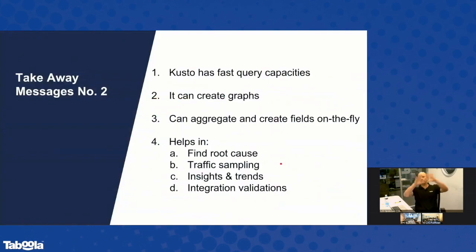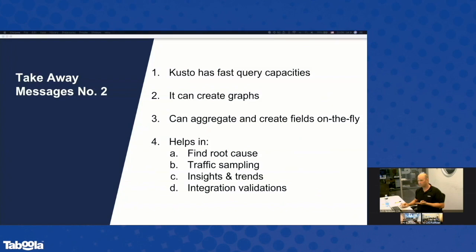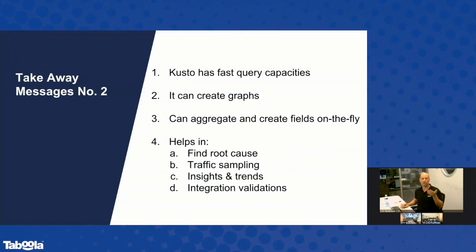So if you want to summarize the takeaway messages: Kusto has fast query capabilities. It can create graphs. It will help you find root cause, traffic sampling, insights, trends, and it can help you validate the integration between, for instance, newsroom and the front page of somebody, right? Because you will get the front page events, right? So you can see the actual traffic easily. Maybe not you, the R&D, but maybe the professional services people that are doing that, right?